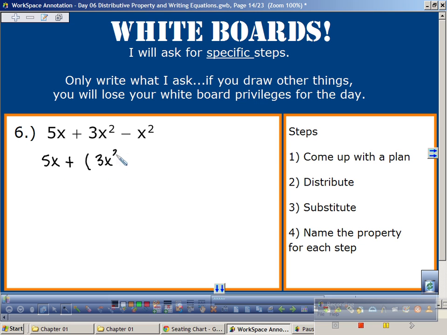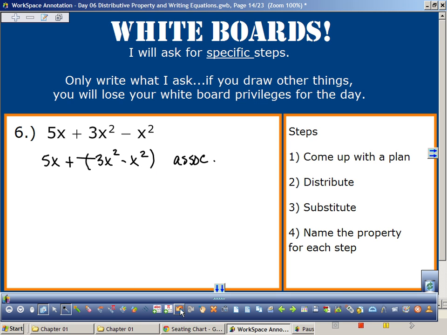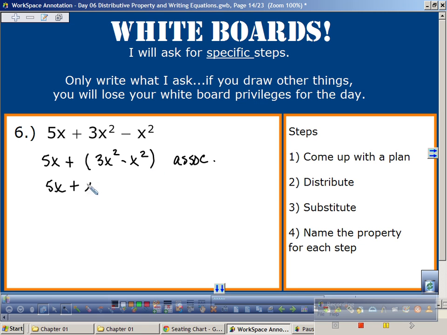I'm going to associate 3x squared and negative x squared because they're both x squared. Associative property. Next I'm going to say 3x squared and negative x squared have something in common. What do they have in common? An x. Not just an x. An x squared. If I were to factor out an x squared, what would be left over from 3x squared?